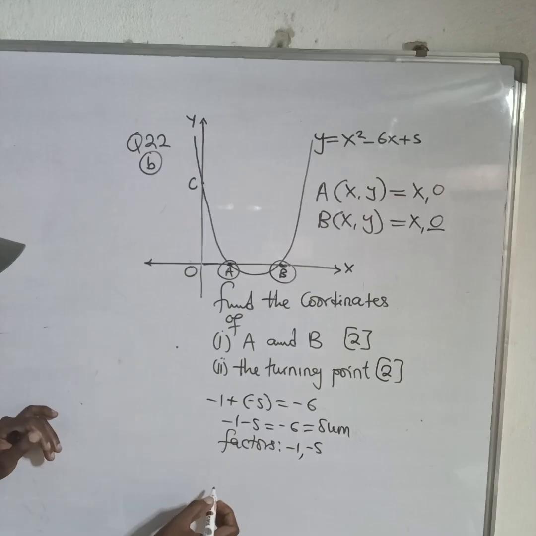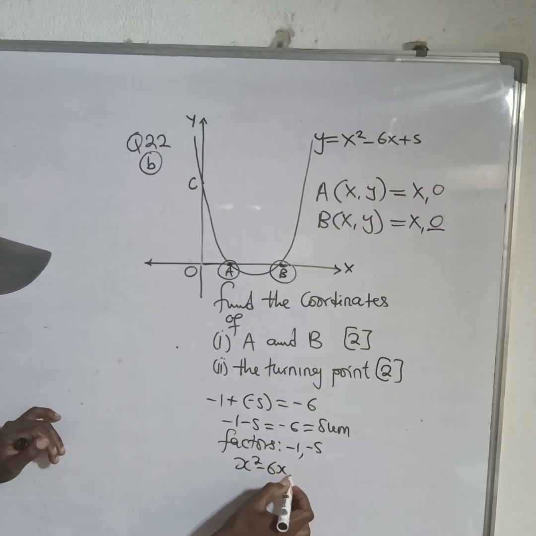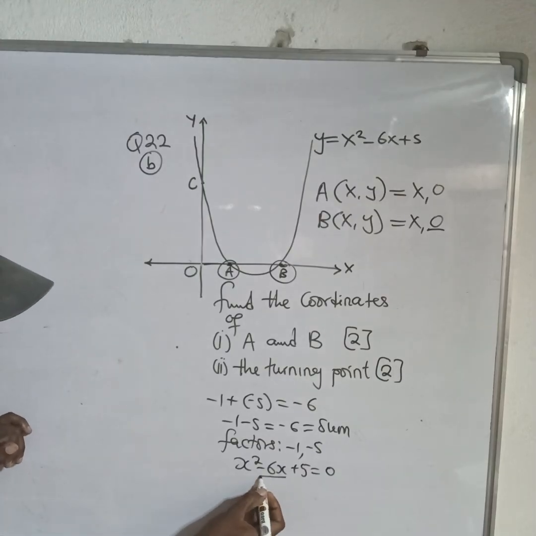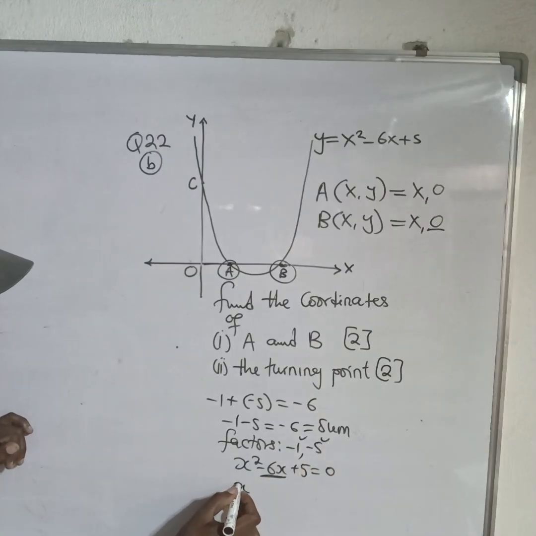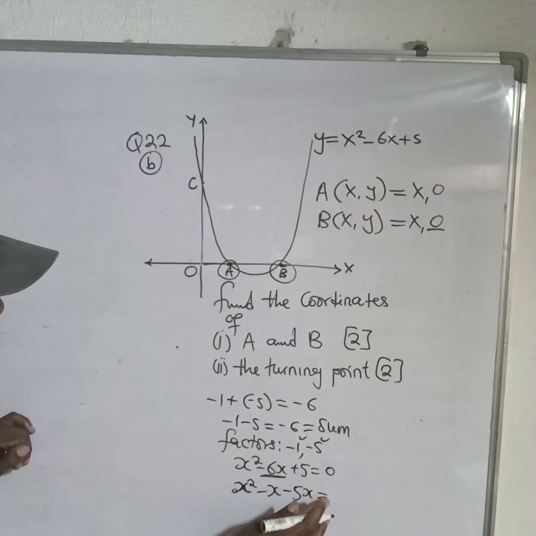From this, x squared minus 6x plus 5 equals 0. Then you can substitute here with these two numbers. So x squared minus x, since this is negative 1, minus 5x plus 5 is equal to 0.